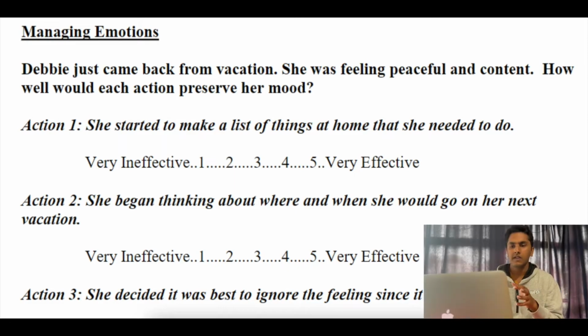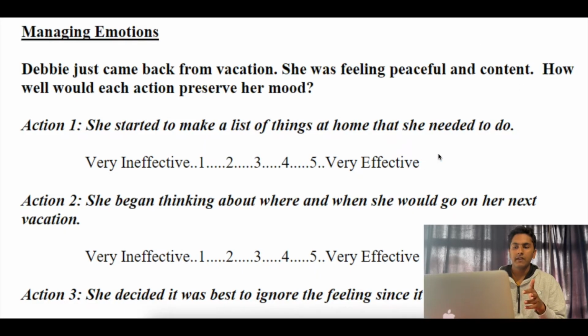It says, Debbie just came back from vacation. She was feeling peaceful and content. How well would each action preserve her mood? Action 1, she started to make a list of things at home that she needed to do. The point of the question is, how well would this preserve her peacefulness and contentness, or happiness?